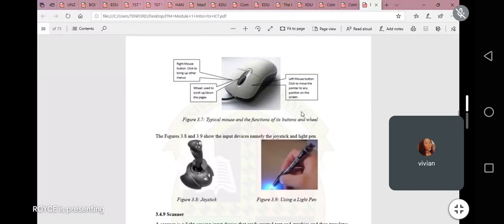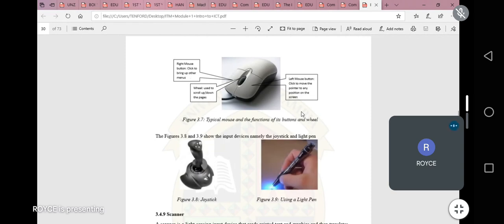Joysticks are mostly used in games, like those who play games. I don't know if you do gaming, but they are used so much there. Joysticks are also found in vehicles. So basically that's about input devices.